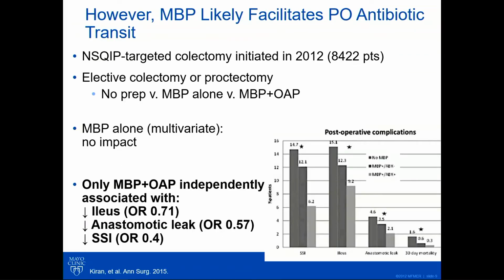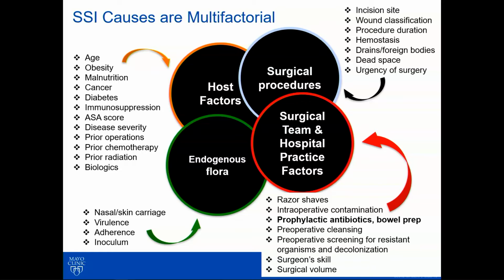And not surprisingly, mechanical prep alone had no impact, but when you combined that with the oral prep, there was a 30% decrease in ileus, and anastomotic leak went down, and all of these are statistically significant. This was compared to no prep, and then surgical site infection went down by 60%. But I'm going to take a little segue into surgical site infections, because that's one of the main drivers of using a bowel prep, that surgical site infections are lower.